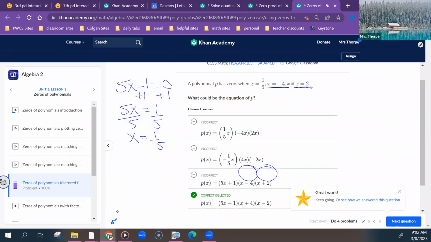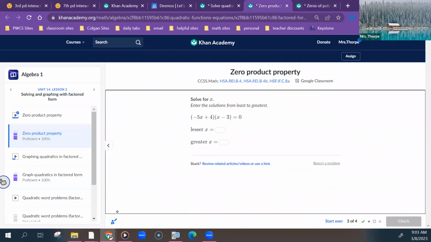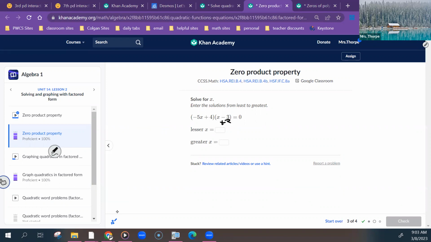The other one is very similar, except they give you two that you have to solve. They won't give you the answers already. So this one we know without really solving that it's going to be the opposite. It's going to be +3. The other one you may need to solve. So set it equal to 0 and solve for x.